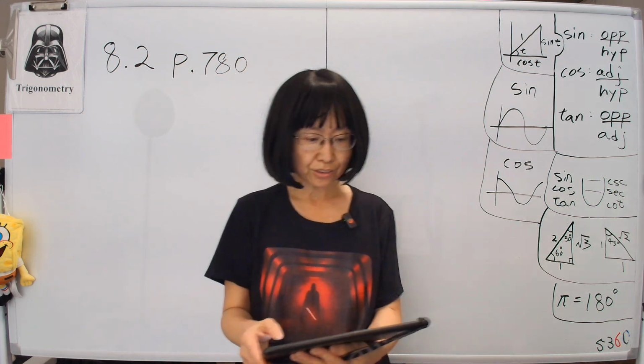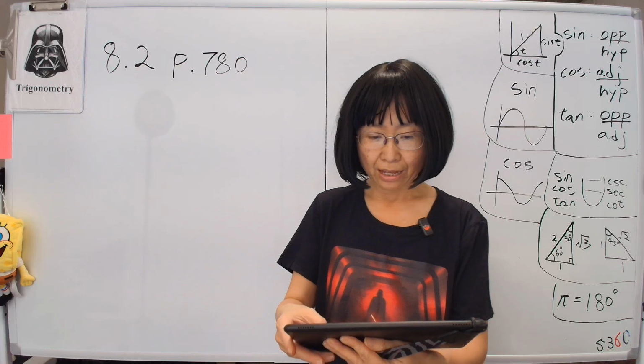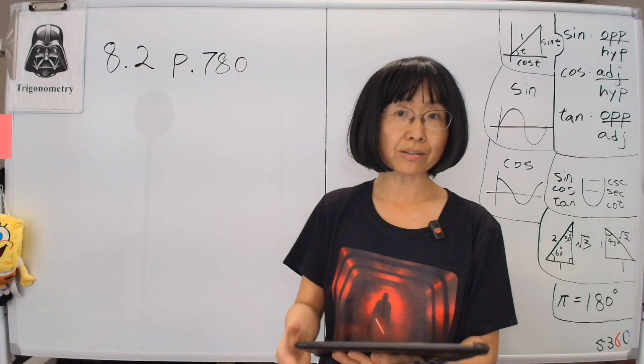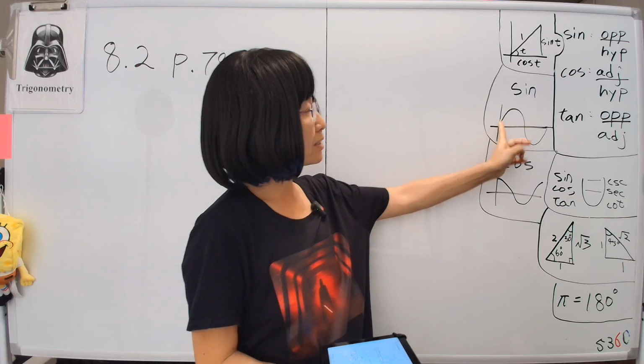Today we are going to do section 8.2 on page 780. Now in the previous section we looked at graphs of sine and cosine. Here I drew one. This is the graph of sine.